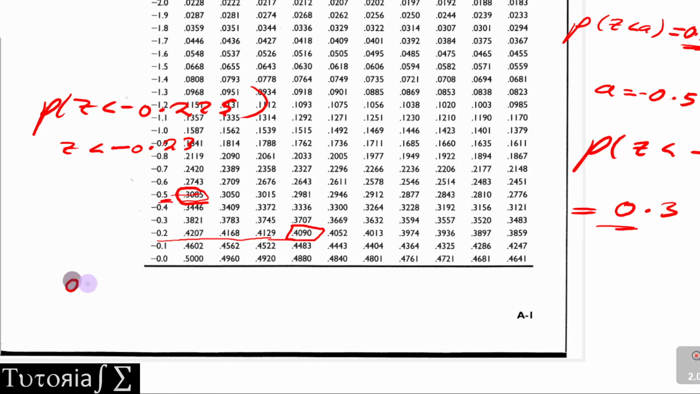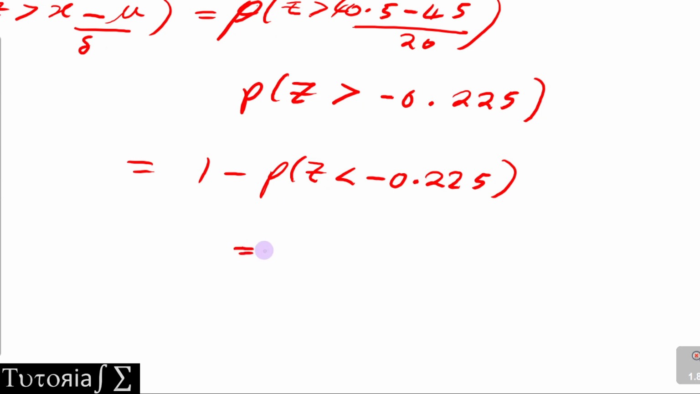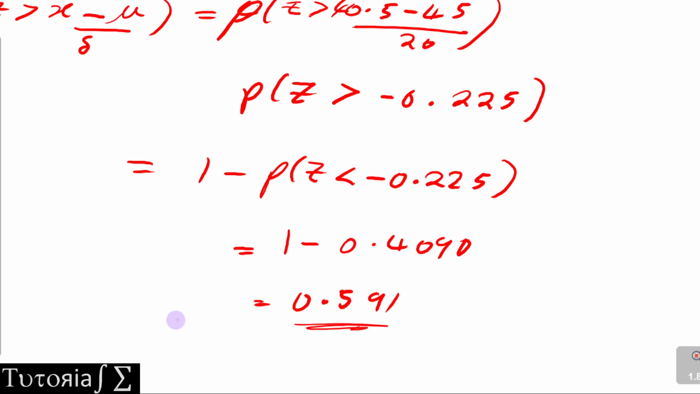So that is 0.4090. So this will be 1 minus 0.4090. Then here we can subtract. So that is 1 minus 0.4090. This will give you 0.591.